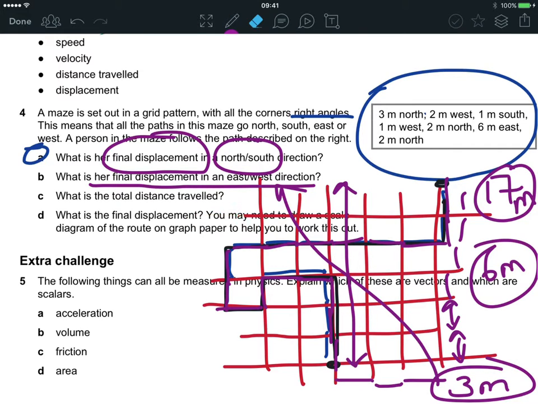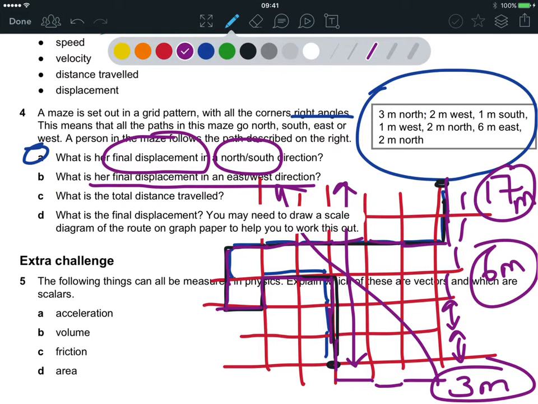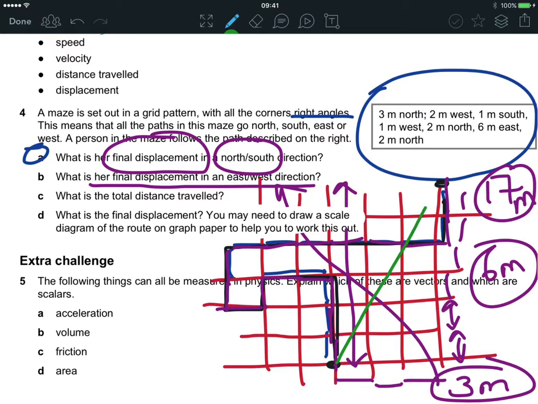And then I'm going to need to rub that out to see the question. Question D, what is the final displacement? You may need to draw a scale diagram or a route on graph paper to help you work it out. So what they're asking you to do is draw that route and then measure that distance. If you have a scale where you have, I don't know, 1 centimetre equals 1 metre, then if you measure this green distance in centimetres, that would give you your displacement in metres.